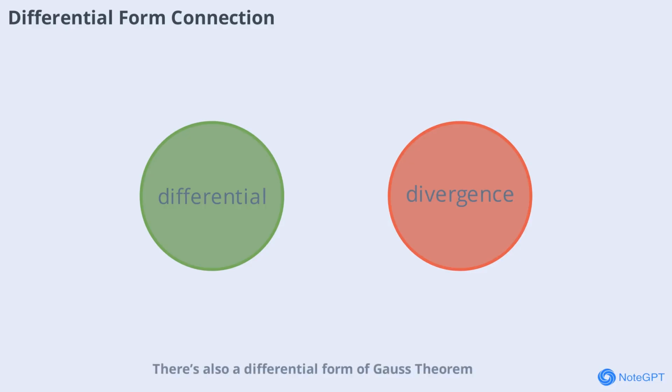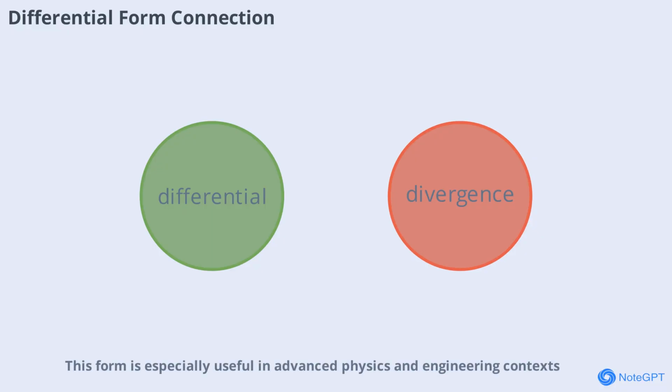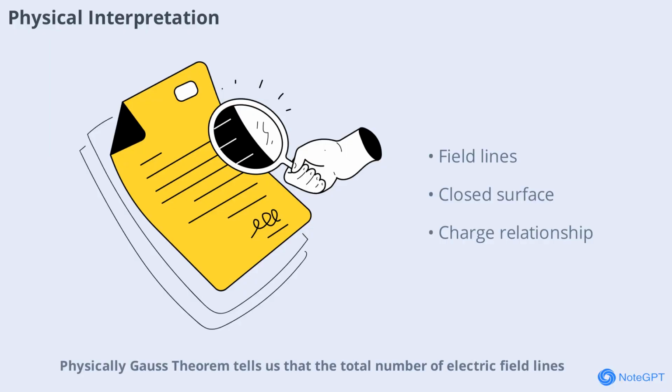There's also a differential form of Gauss' theorem, which relates the divergence of the electric field at a point to the charge density at that point. This form is especially useful in advanced physics and engineering contexts. Physically, Gauss' theorem tells us that the total number of electric field lines passing out of a closed surface is proportional to the total charge inside. This intuitive picture helps us visualize how charges create fields in space.